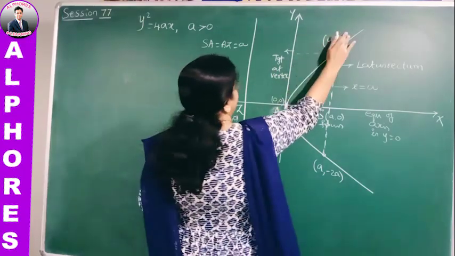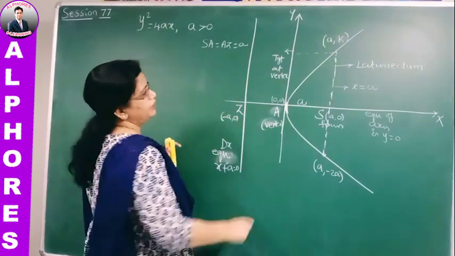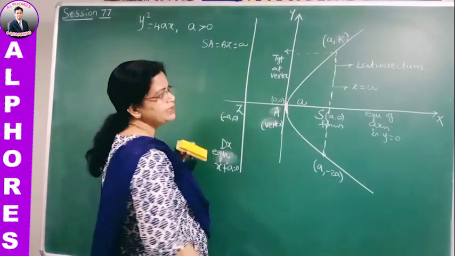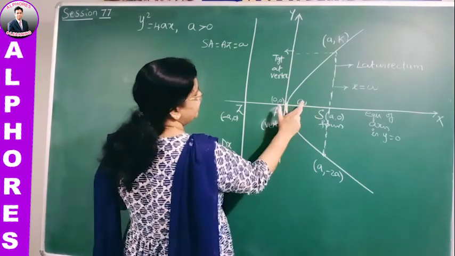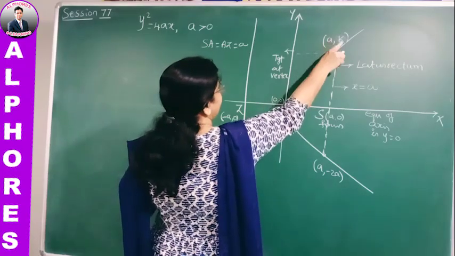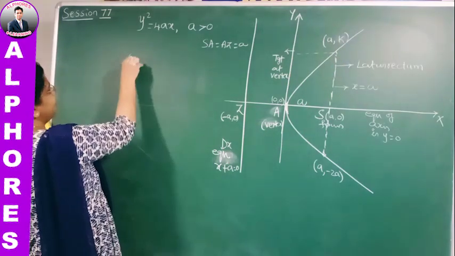Now at present I don't know about this value. Suppose I am taking it as k. This is passing through the focus and perpendicular to the axis, so clearly SA equal to small a. As SA is small a, this value is also a. Now our interest is to find the value of k. So where is that point a comma k?